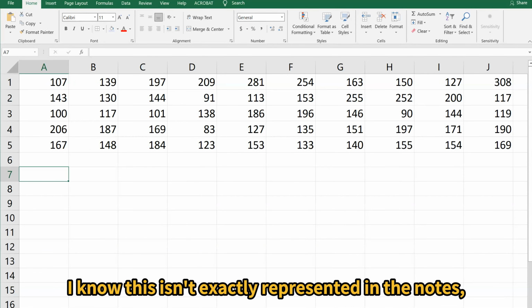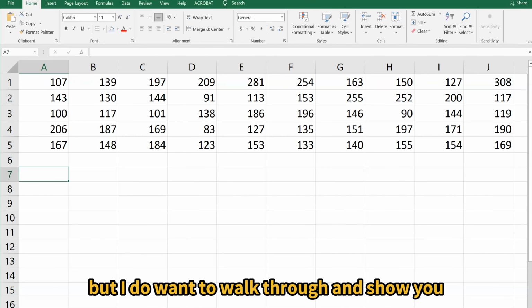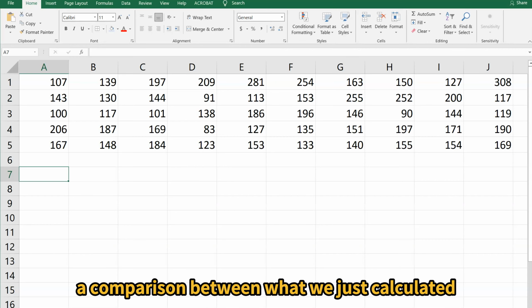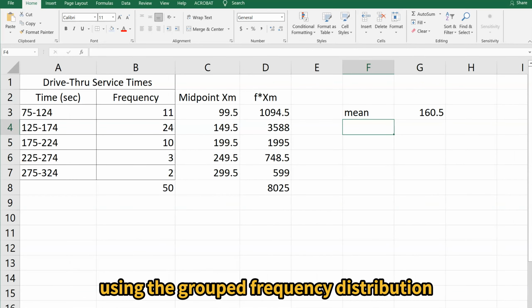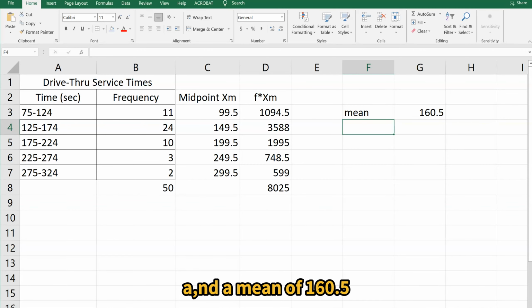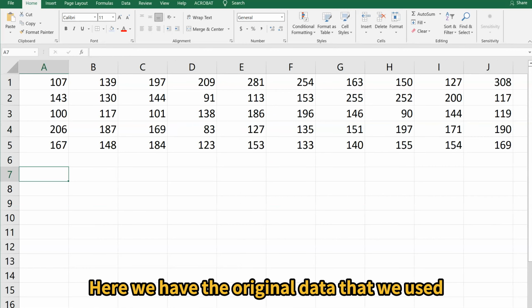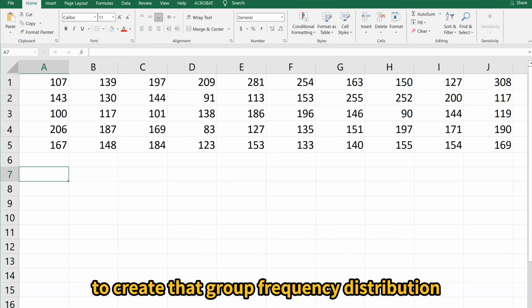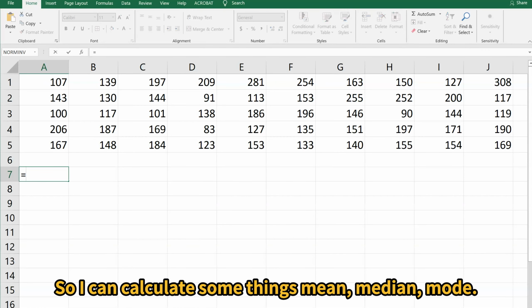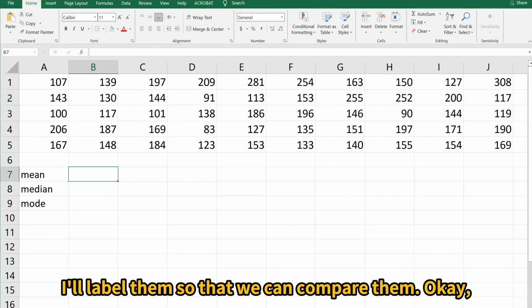I know this isn't exactly represented in the notes, but I do want to walk through and show you a comparison between what we just calculated using the grouped frequency distribution and the mean of 160.5 to find out what the true mean of that sample is. Here we have the original data that we used to create that grouped frequency distribution back in Chapter 2. So I can calculate some things. Mean, median, mode. I'll label them so that we can compare them.